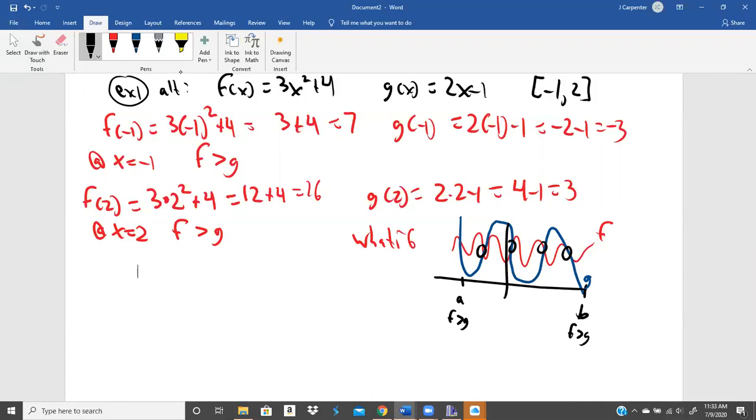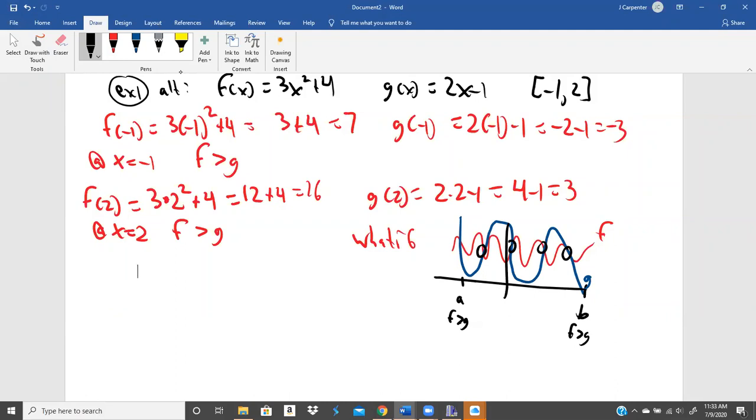Because after A, after you cross here, the blue is higher than the red. And then after this one, the red's higher than the blue. And then after this one, the blue's higher than the red. And after this one, the red's higher than the blue. Every time they cross, you would have to make a whole new integral under a whole different region, whatever those regions are.